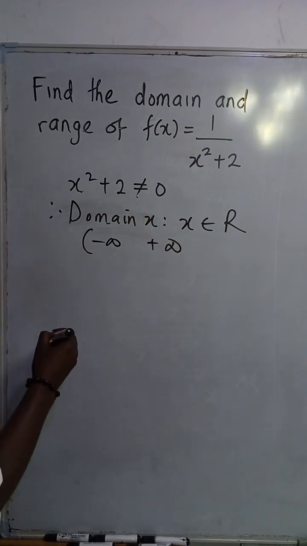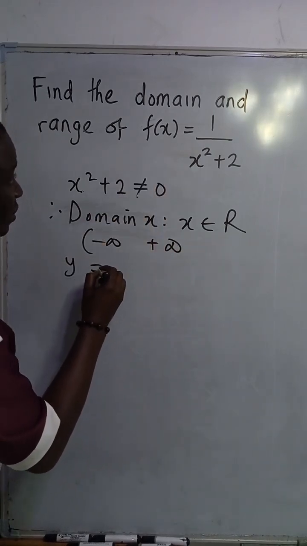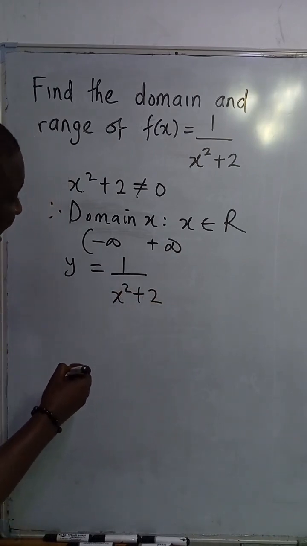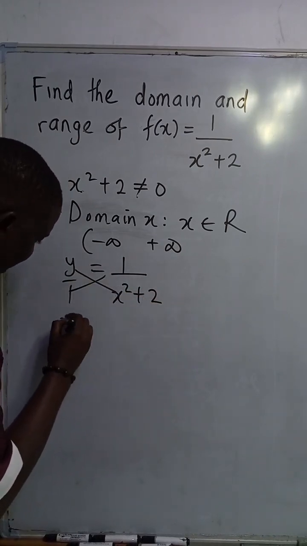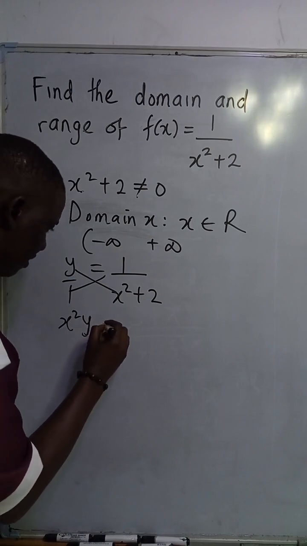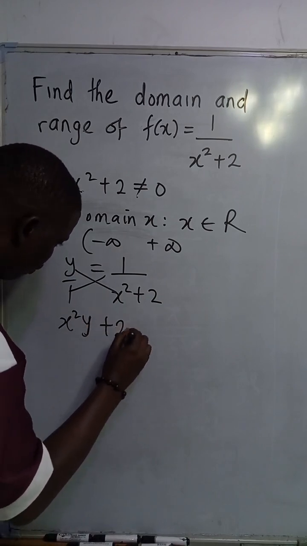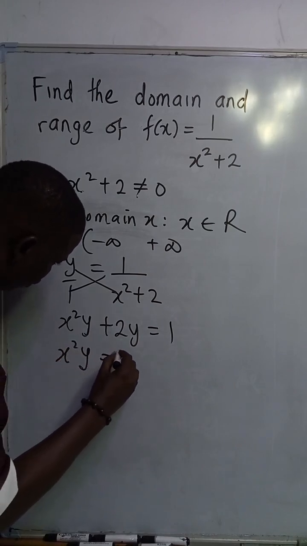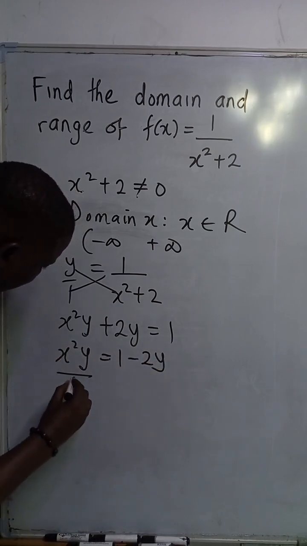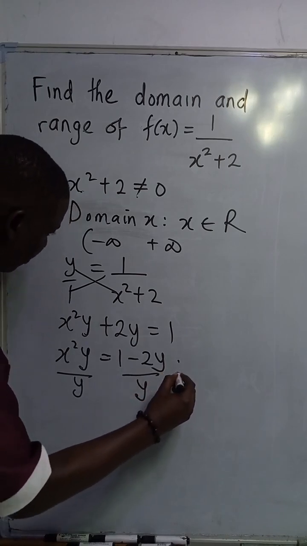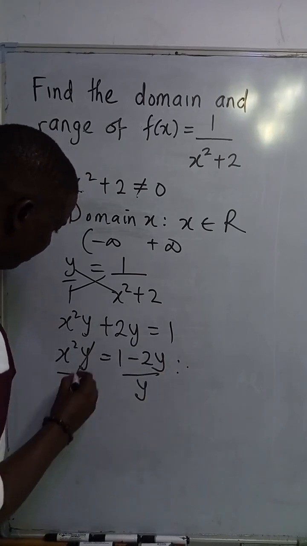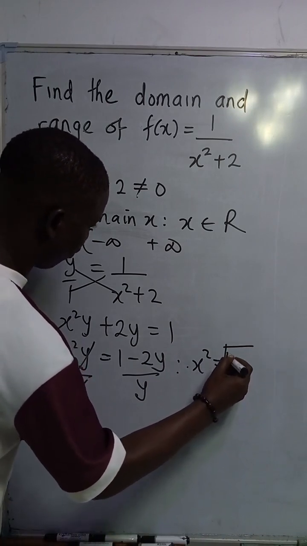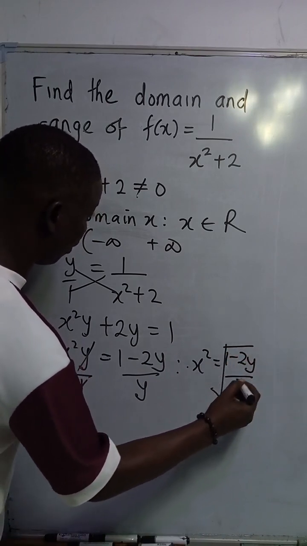And how do we calculate the range? Range is making x the subject of the formula. I will replace f of x with y. So we now cross multiply: x squared y plus 2y equals 1. So I would have x squared y equal to 1 minus 2y. If I divide by y, we are going to have x squared is equal to 1 minus 2y over y.